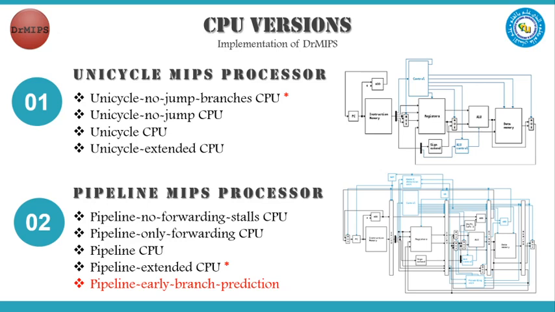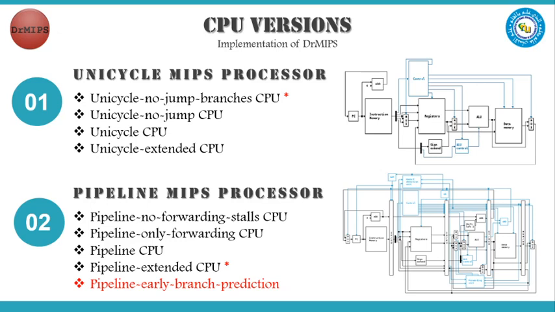The next is the unicycle extended CPU. The basic difference between the unicycle CPU and the unicycle extended CPU is the number of instructions that they support. The extended version supports some extra instructions, while the simple basic unicycle CPU does not support the instructions that are available in the extended CPU. It is the same in the case of the pipeline extended and pipeline CPU.